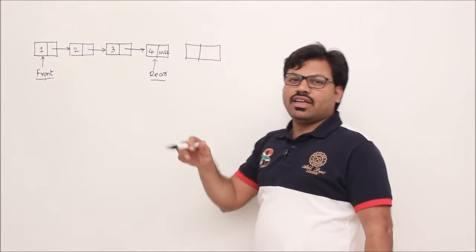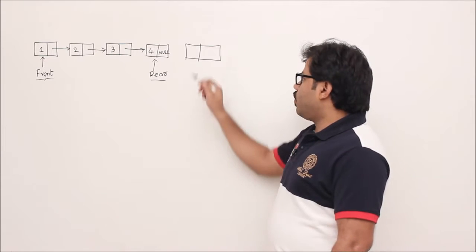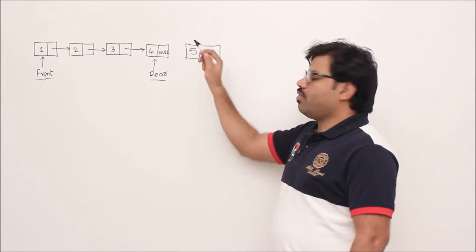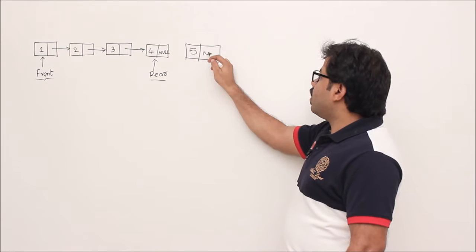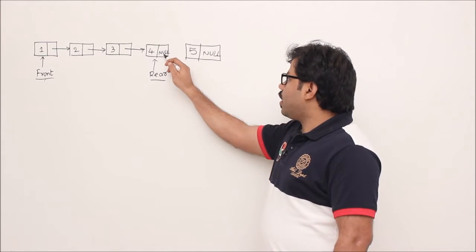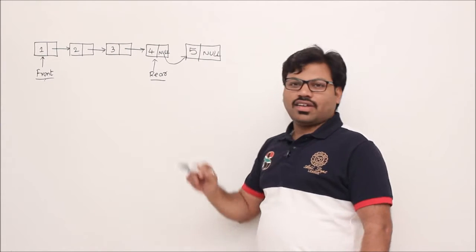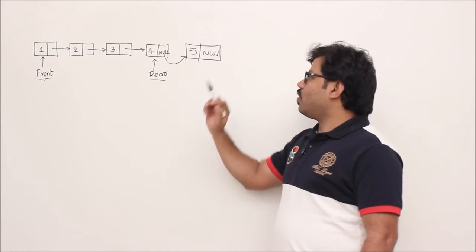So I am illustrating how to do Enqueue, right? Create a node, we know how to do that. After that, insert the value, let's say 5. Then make this one null because this is going to be the last node. Then from here to here try to establish the connection. That is very easy for us because we know rear, right? So rear->next equal to this one.